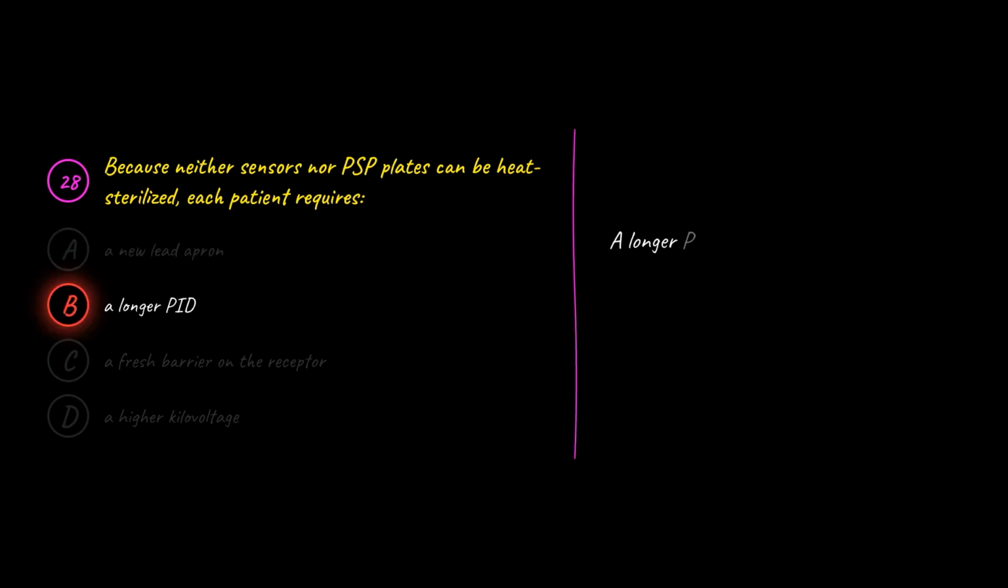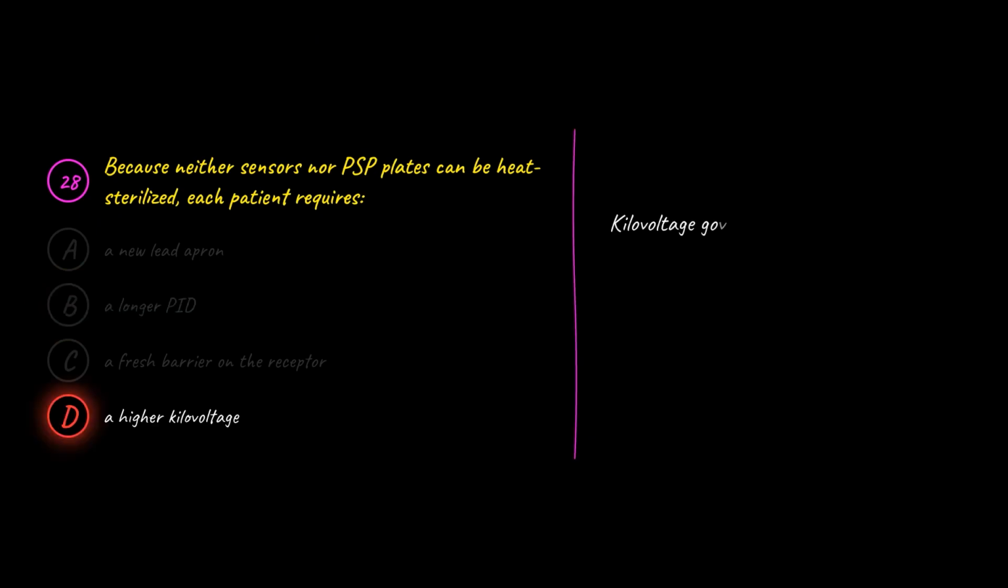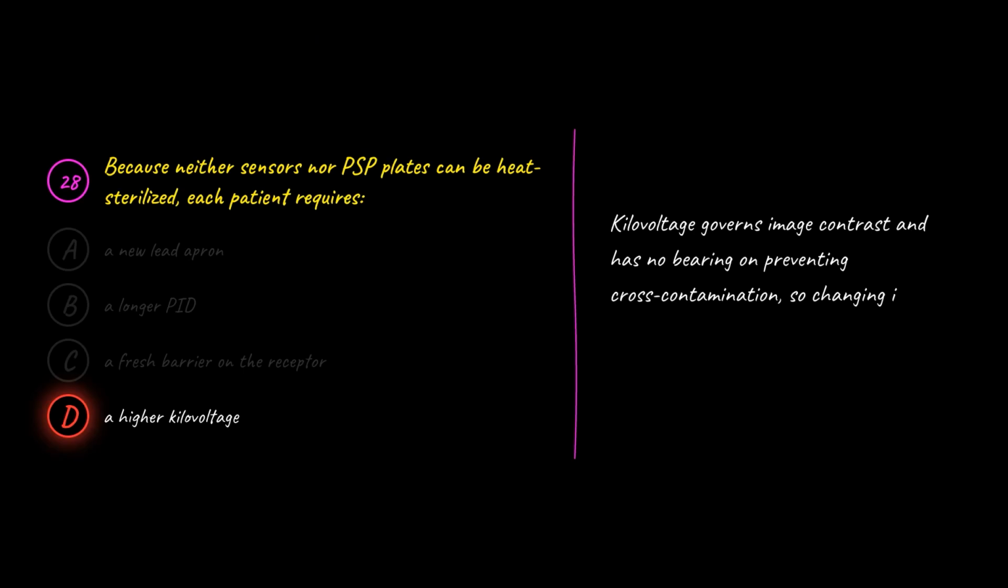B is wrong because a longer PID is a dose-reducing geometry choice, unrelated to infection control, so it does nothing to address the receptor that cannot be heat sterilized. D is wrong because kilovoltage governs image contrast and has no bearing on preventing cross-contamination, so changing it does not substitute for barrier protection of the receptor.